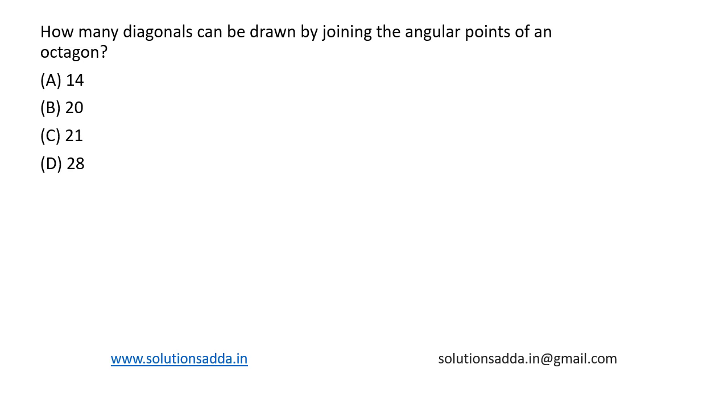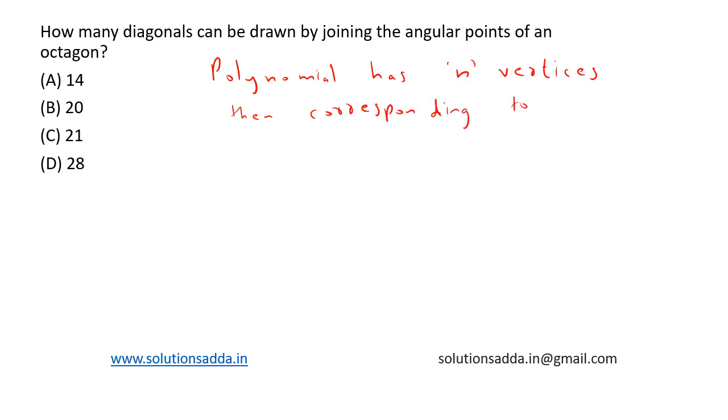This is a question from geometry. How many diagonals can be drawn by joining the angular points of an octagon? So if a polygon has n vertices, then corresponding to each vertex, we can have a total of n minus 3 diagonals.